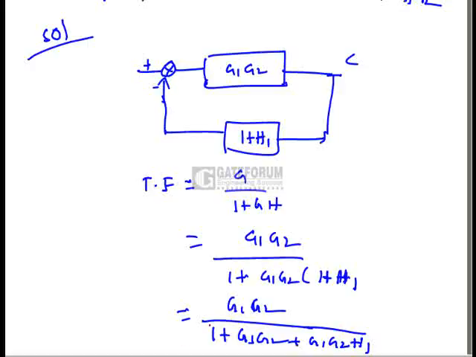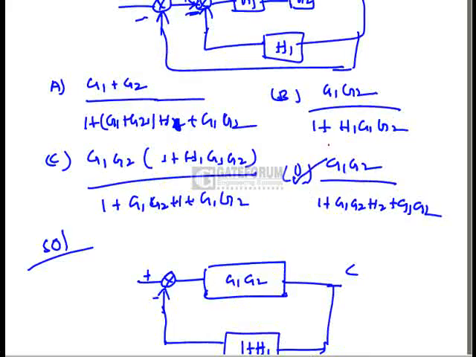Obviously the option will be D. We have to go for option D. Option D indicates G1 G2 by 1 plus G1 G2 H2 plus G1 G2. So the option is here.